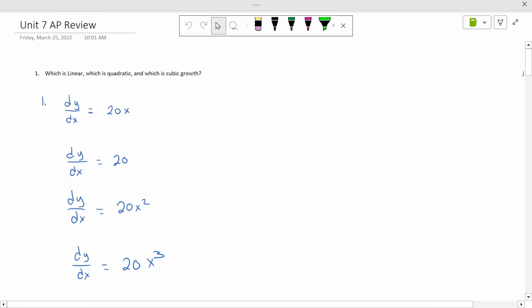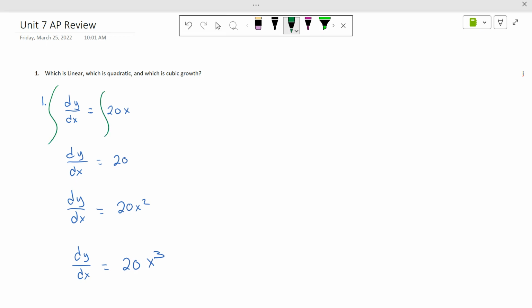Which of these is linear, which of these is quadratic, and which of these is cubic growth? What do you think you got to do to this? Let's integrate. So if we integrate this, y, because we got to move the dx first. So y would equal what? 10x squared. What type of growth is this? Quadratic.